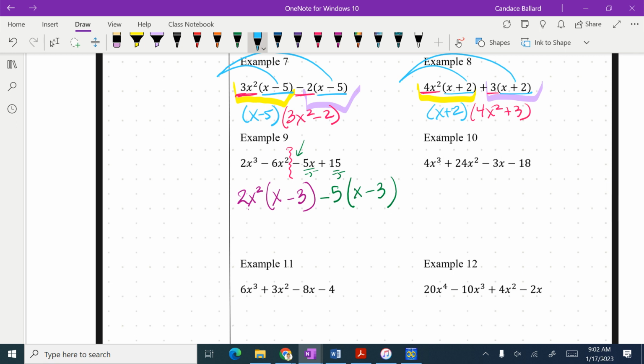So do you notice in the purple group and the green group what matches? X minus 3 is the same. That's our ugly greatest common factor. I'm going to bring it out front. How many times am I allowed to write it down? Once. So x minus 3. And then left behind is this 2x squared minus 5. So I'm just writing that exactly the way it looks. 2x squared minus 5.